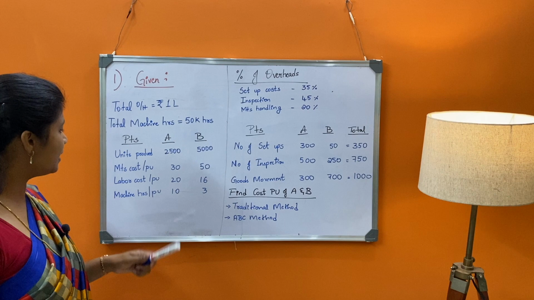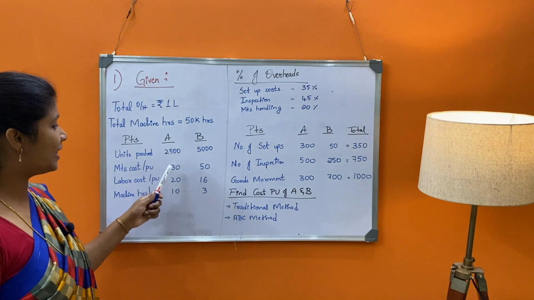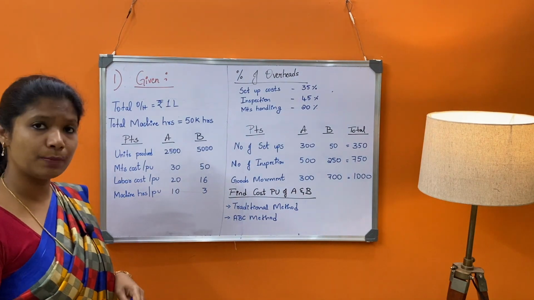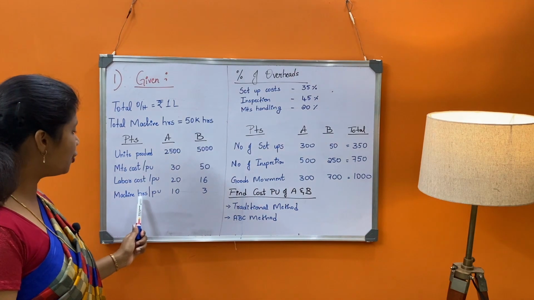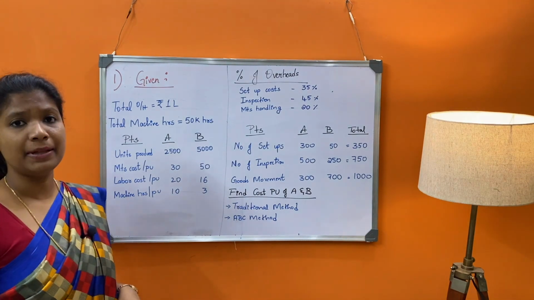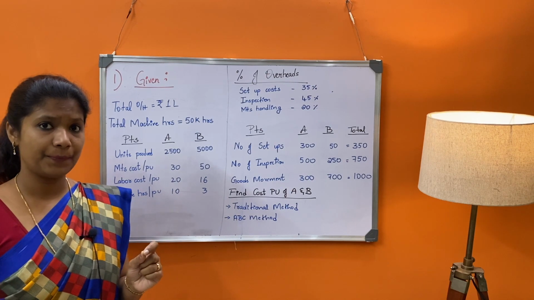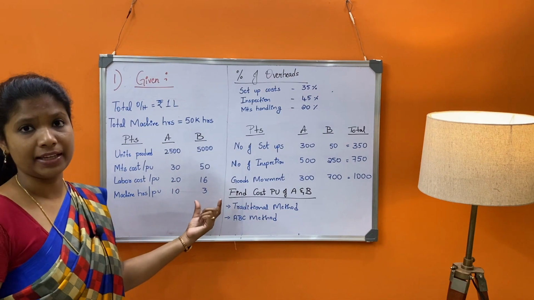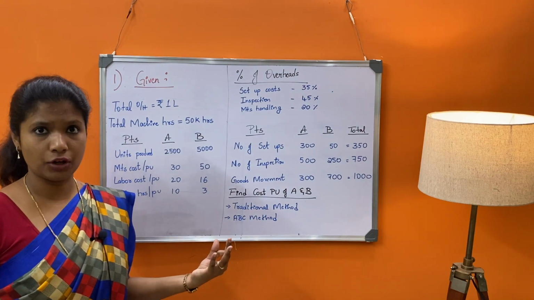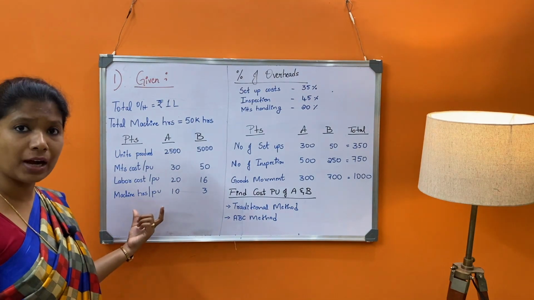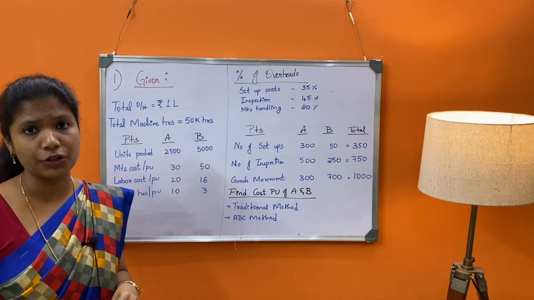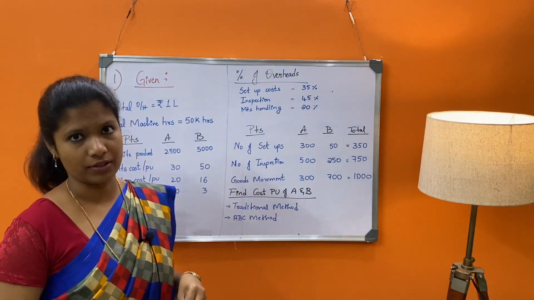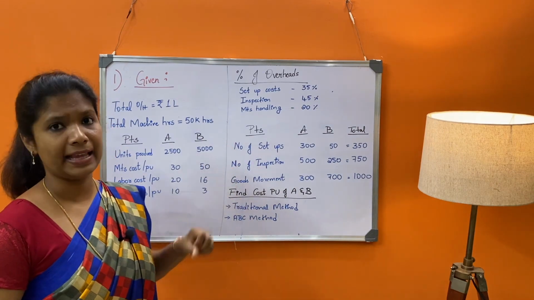Material cost per unit, labor cost per unit. For A it's 30 rupees, B 50; labor cost is 20 rupees per unit for A and 16 rupees per unit for B, and machine hours per unit for A is 10. That means in order to produce 1 unit of A, it takes 10 hours, and to produce 1 unit of B, it only takes 3 hours. You got my point? That is the machine hours required to produce one particular unit. The next information completely belongs to ABC costing. These details will be required only for ABC costing.